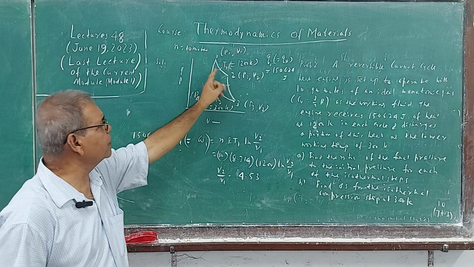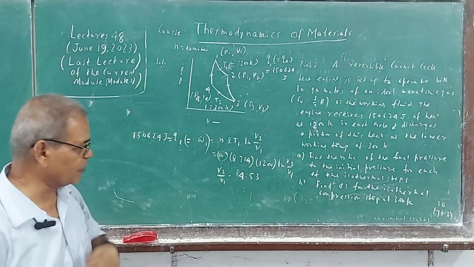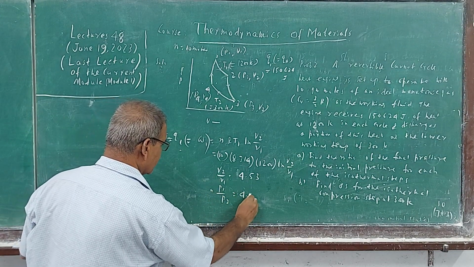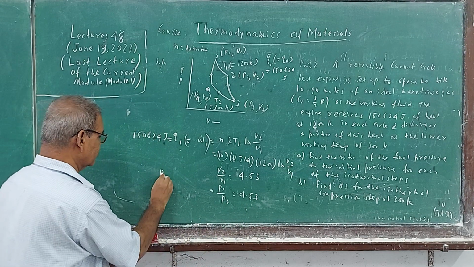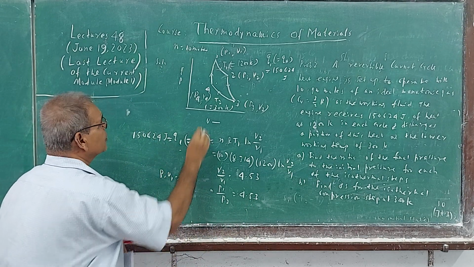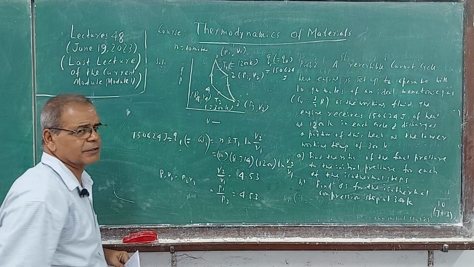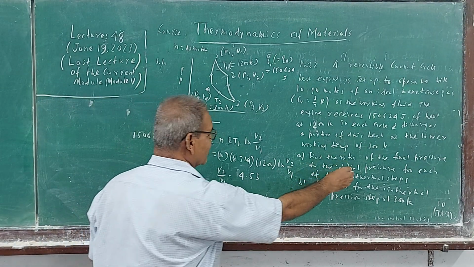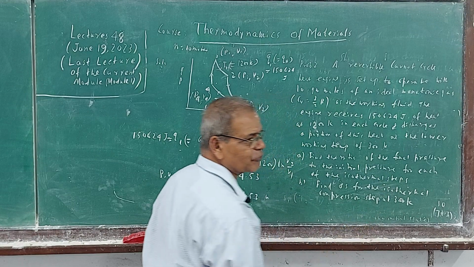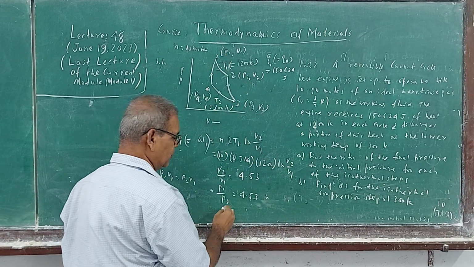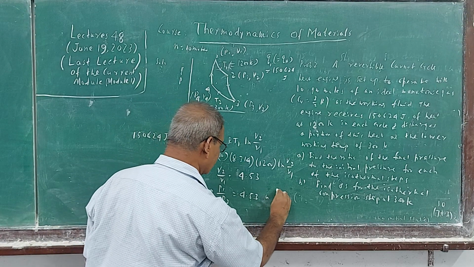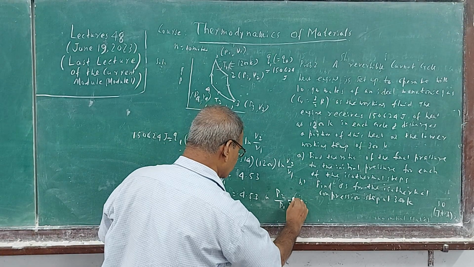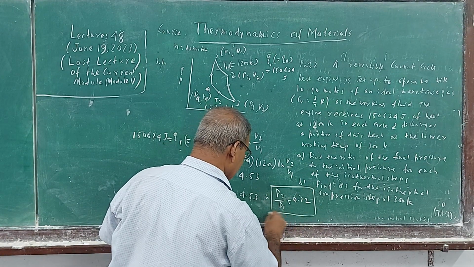4.53. V2 by V1, the volume has increased by this factor. V2 by V1 or P1 by P2 is what? P1 V1 is P2 V2, the isothermal part. What is asked? Final to initial for each isothermal. P1 by P2 is 4.53, so P2 by P1 is 1 by 4.53, which is 0.22. And that's it. Answer.